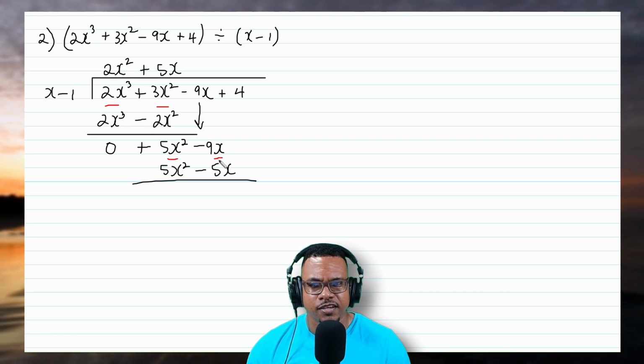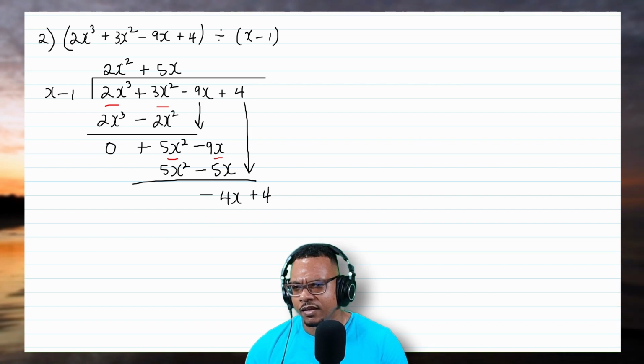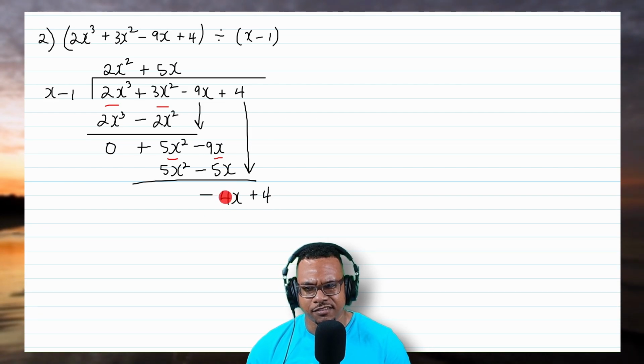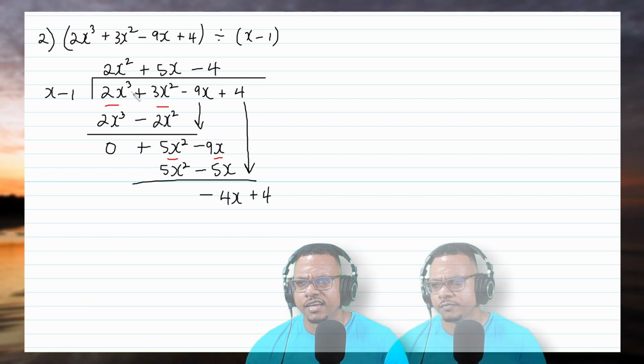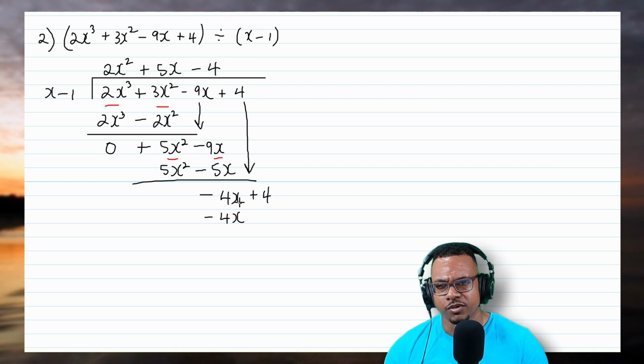So I come across here now. These two signs, you're going to multiply it and get a positive sign. So you're going to have negative 9x plus 5x. So that will give you a negative 4x. So you're going to get negative 4x and you're going to bring down this positive 4. So you're going to say x into negative 4x. That will give you negative 4. Alright. So I'm going to say negative 4 multiplied by x, that will give you negative 4x. And then you're going to say negative 4 multiplied by negative 1, which will give you positive 4.